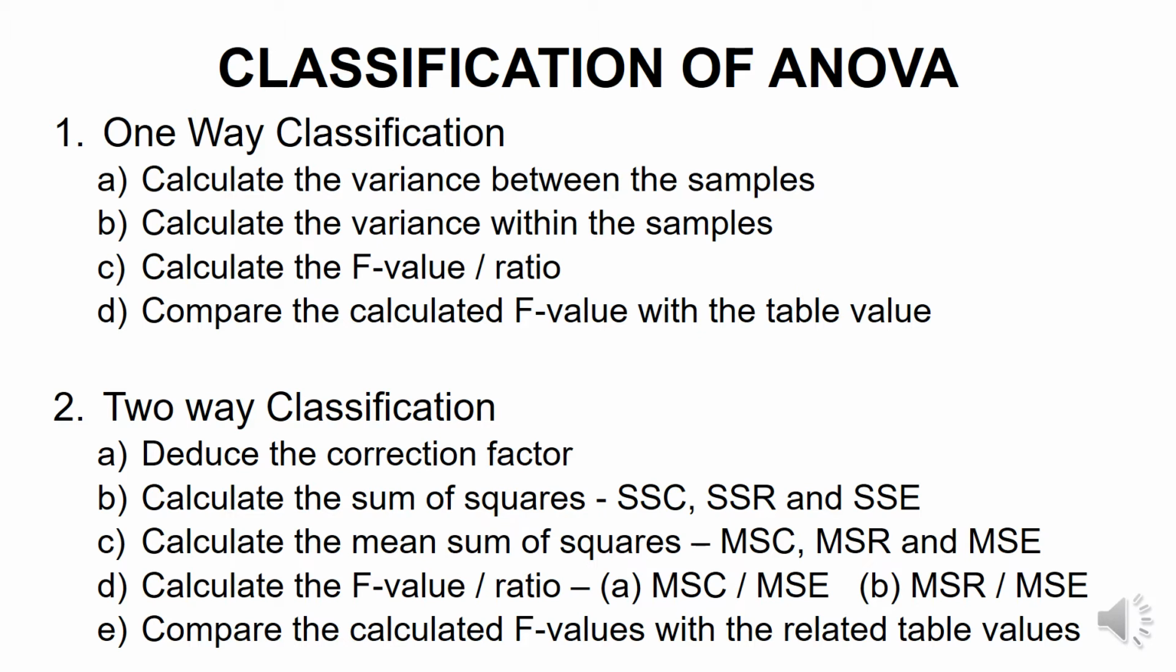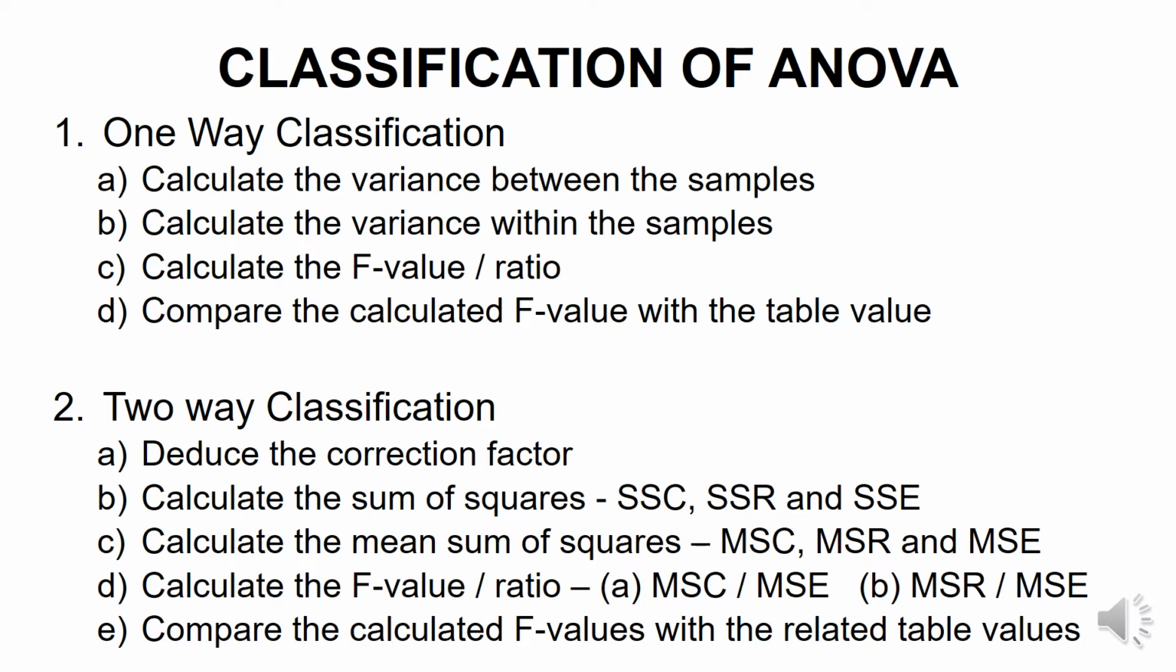In case of a two-way classification, the data are classified according to two different criteria or factors. The procedure for analysis of variance of two-way classification is somewhat different than the one-way classification. In this part, you can first calculate the correction factor. After calculating the correction factor, calculate the sum of squares, that is SSC, SSR and SSE. Then calculate the mean sum of squares, that is MSC, MSR and MSE.